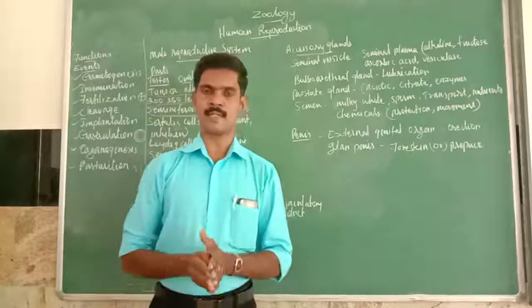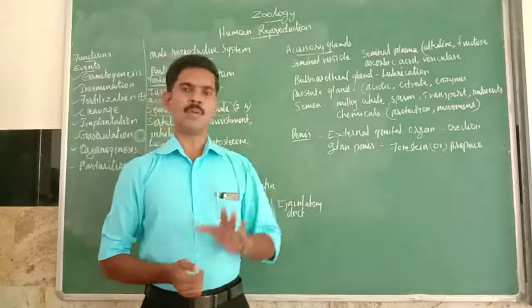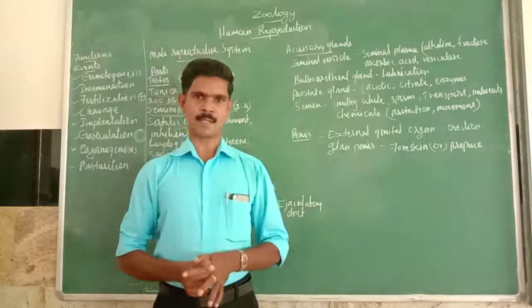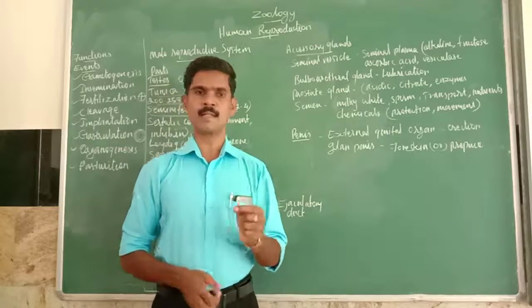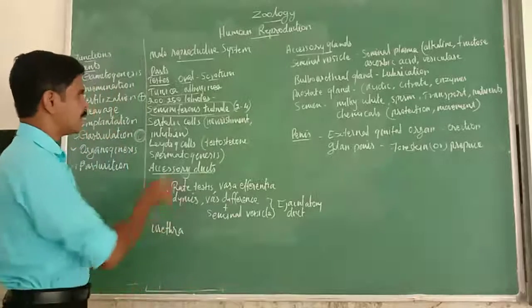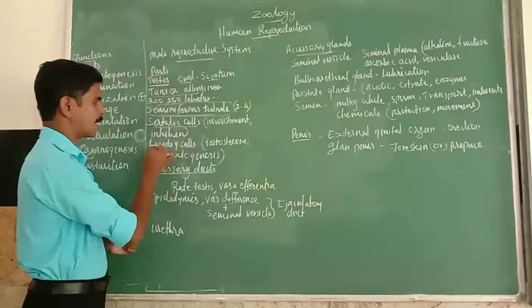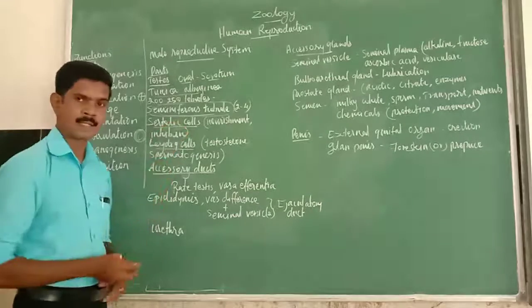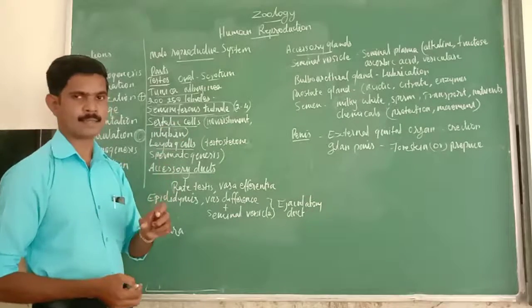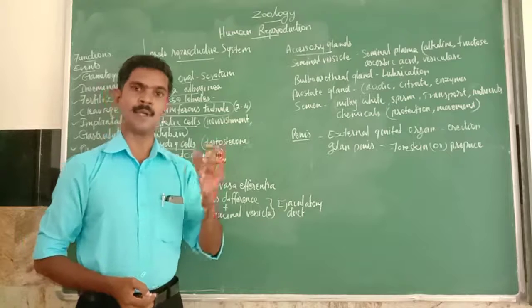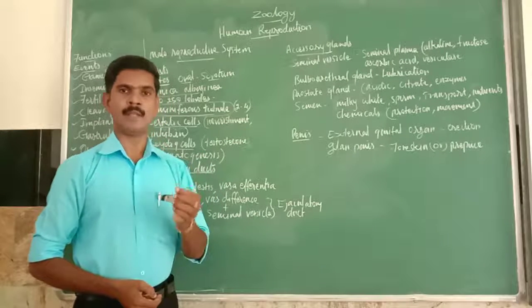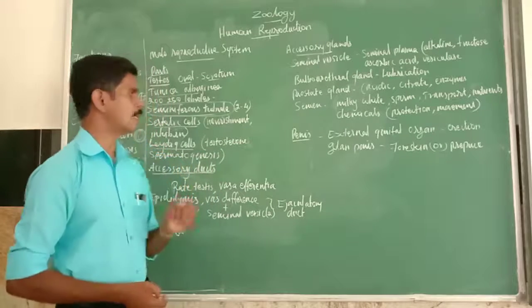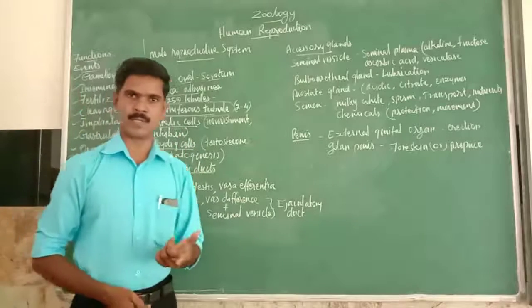Inside the testis, 2 important types of cells are present. One cell is called Sertoli cells and the second is called Leydig cells. The Sertoli cells are elongated, long, pyramid-shaped cells, and the main function of the Sertoli cells is giving nourishment.